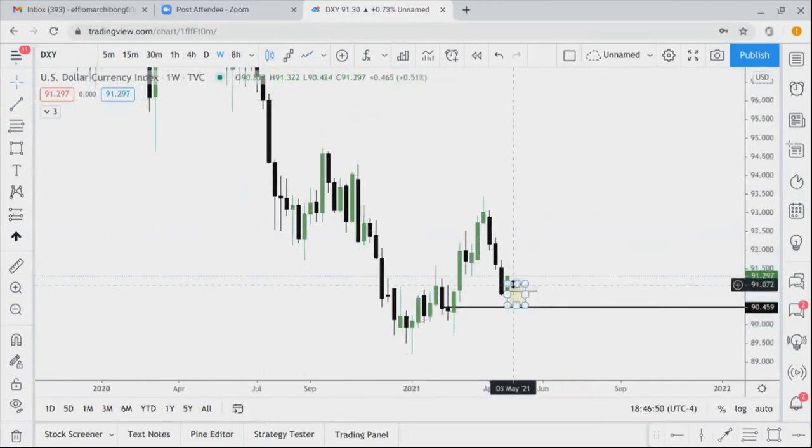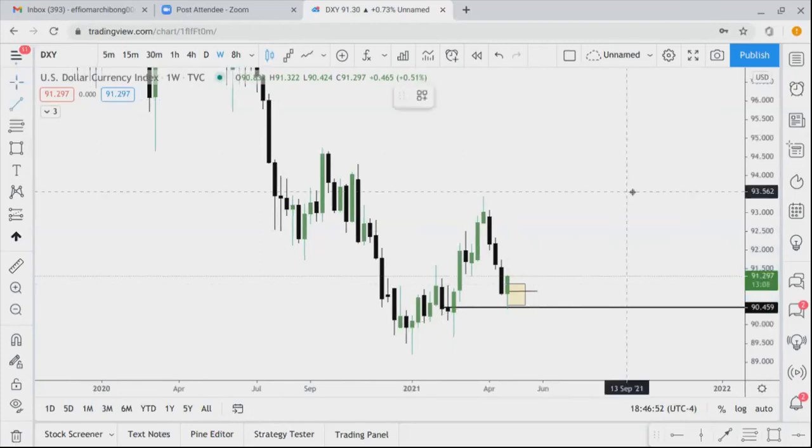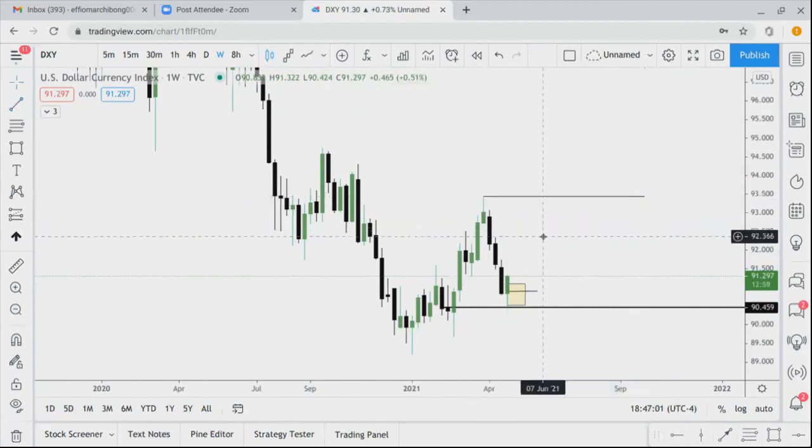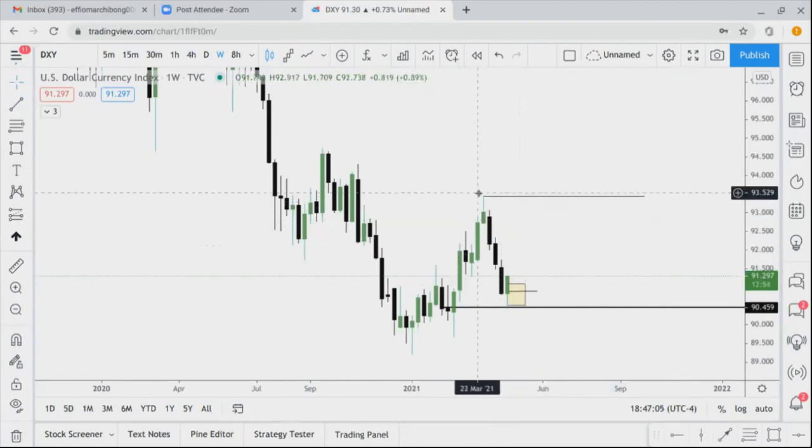What I want to see the market do is, I want to see DXY come all the way here. I want to see dollar come all the way here, and I want to see if it's going to break this high. When is this going to happen? I don't know. But that's what I want to see. That's the next move I want to see happen on this pair.